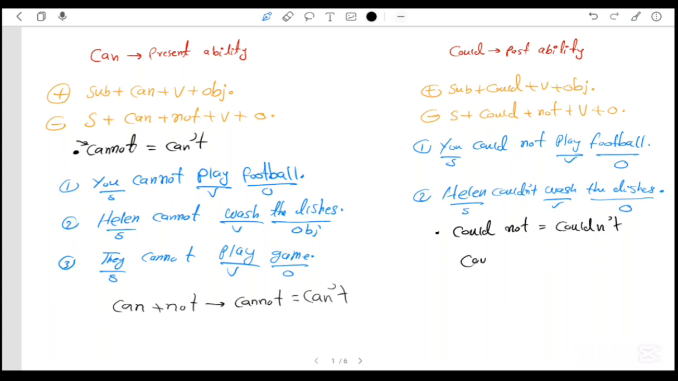You should not write could not like this. This is wrong. But in the case of can, you should write together. In the case of could, you should write separately.